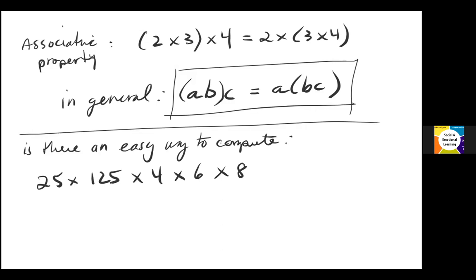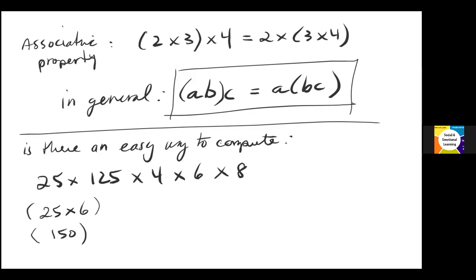Well, what's one pair that would be easy? Instead of multiplying 25 by 125, what could I multiply 25 by to get a nice round number? 25 times 6 equals 150. Sure, we could do 25 times 6. So that would be 150.